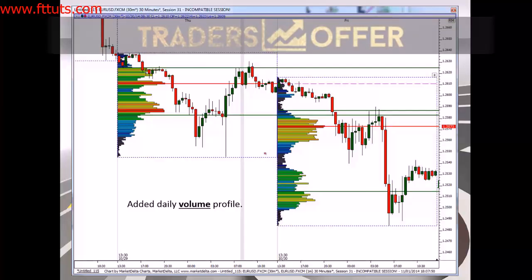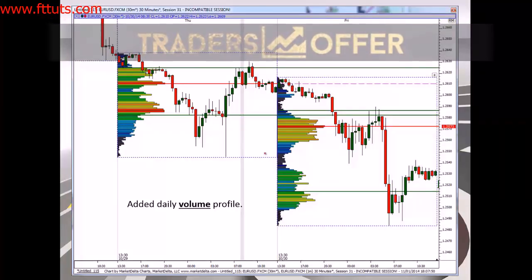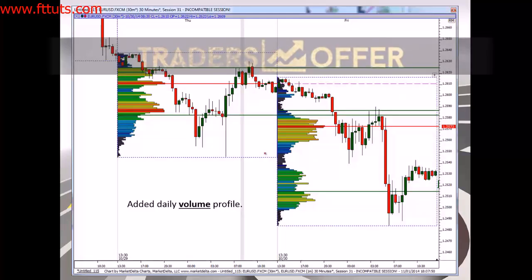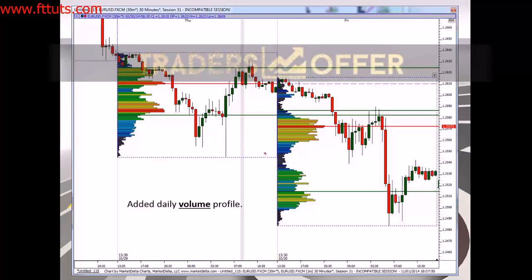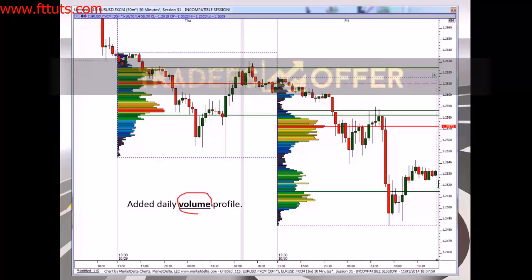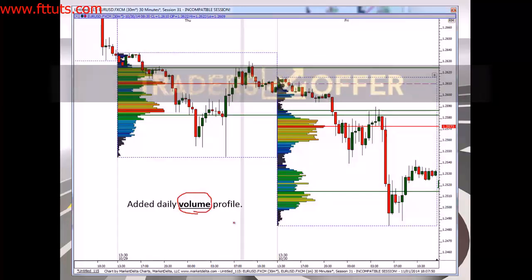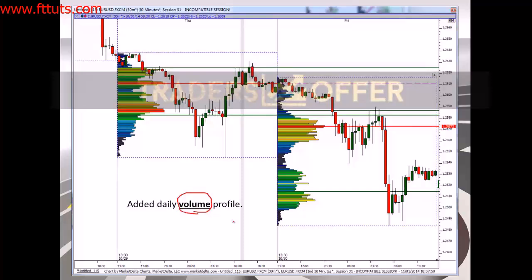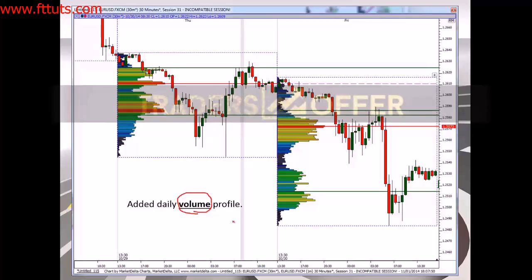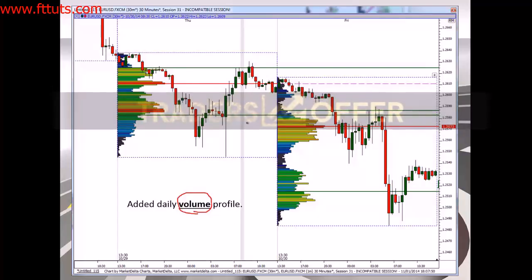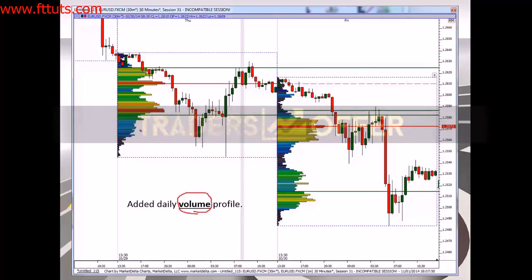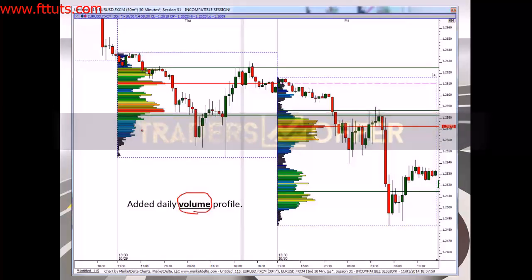Before we begin looking at what the profile in tandem with the candlesticks tells us, let me just highlight the fact that I am using a daily volume profile. And again, I really want to emphasize the word volume profile, because there's a big difference between just an activity profile and a volume profile. Especially since we are talking about Forex, we do have volume data, and it does give us the type of parameters that we want to look at from the profile.